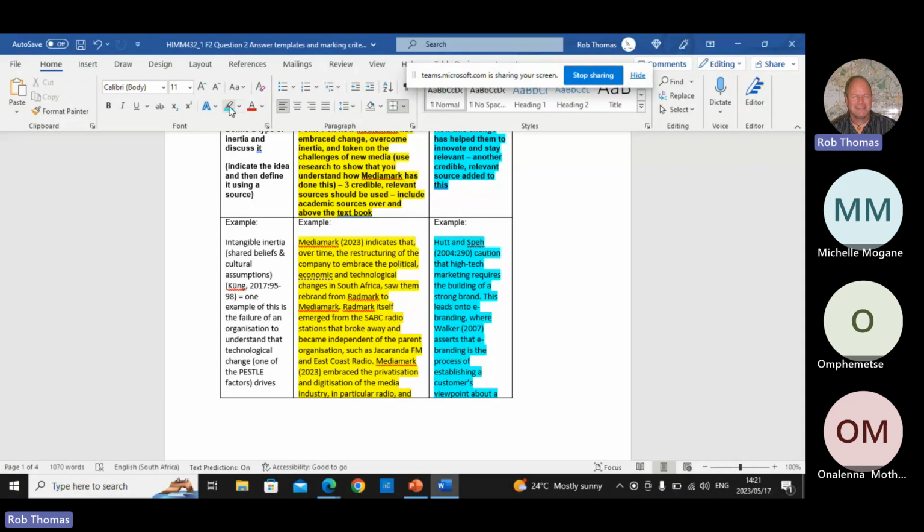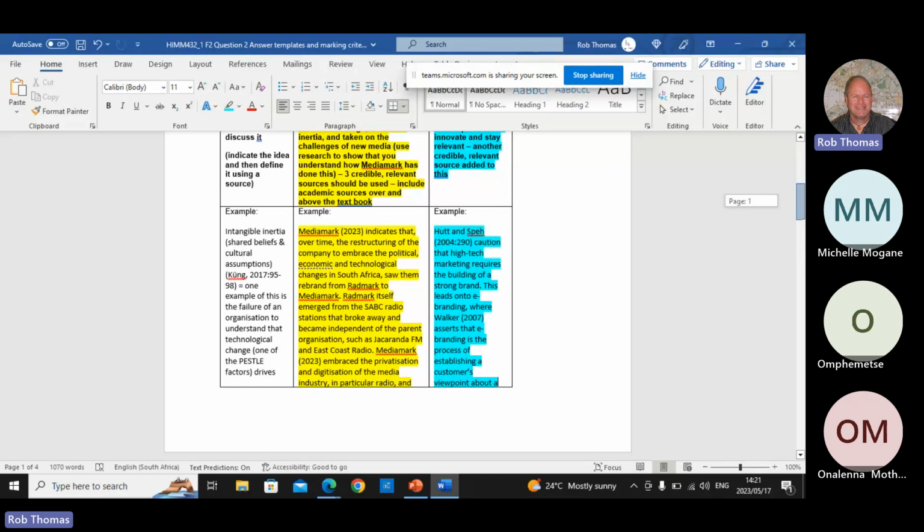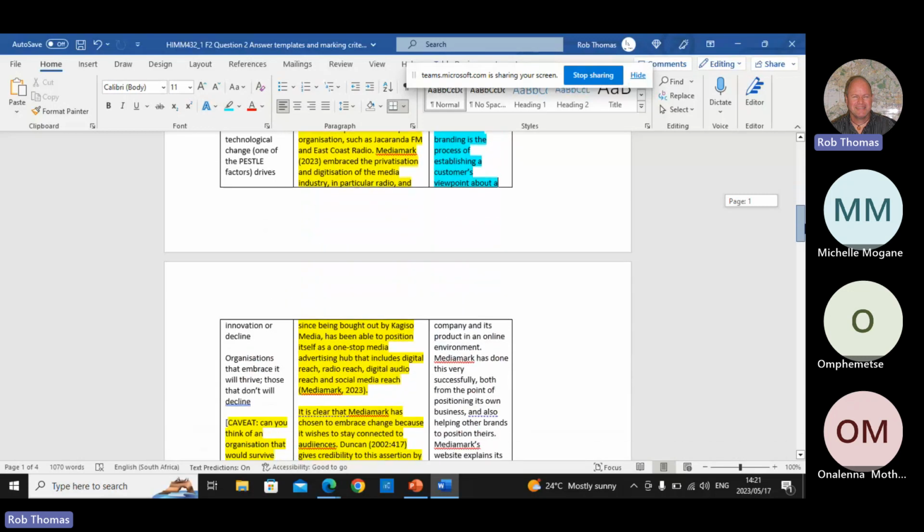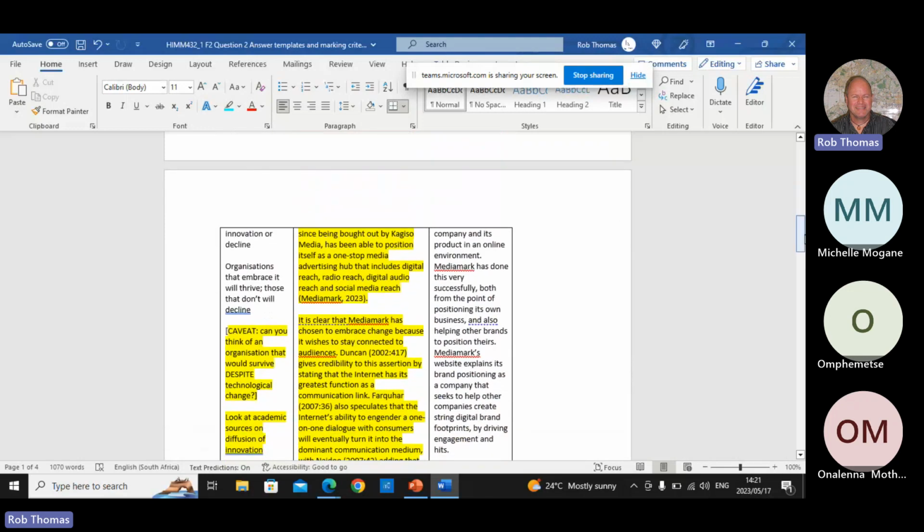Hut and Spare caution that high-tech marketing requires the building of a strong brand. This leads on to e-branding, where Walker asserts that e-branding is the process of establishing a customer's viewpoint about a company and its product in an online environment. Now you can see we've contextualized this over here.